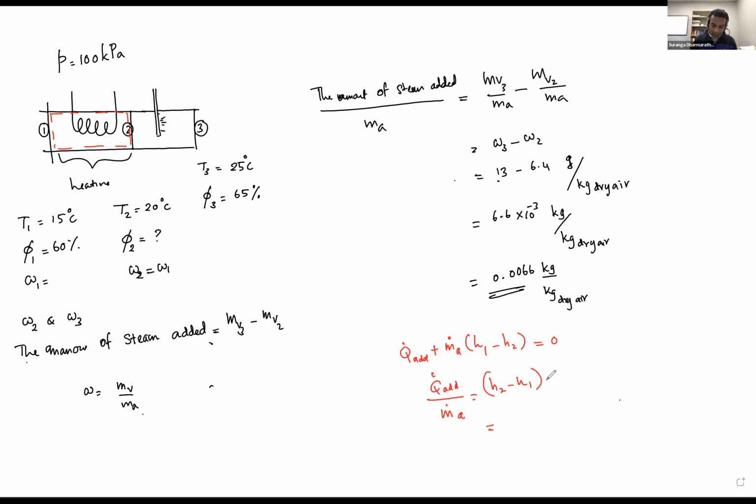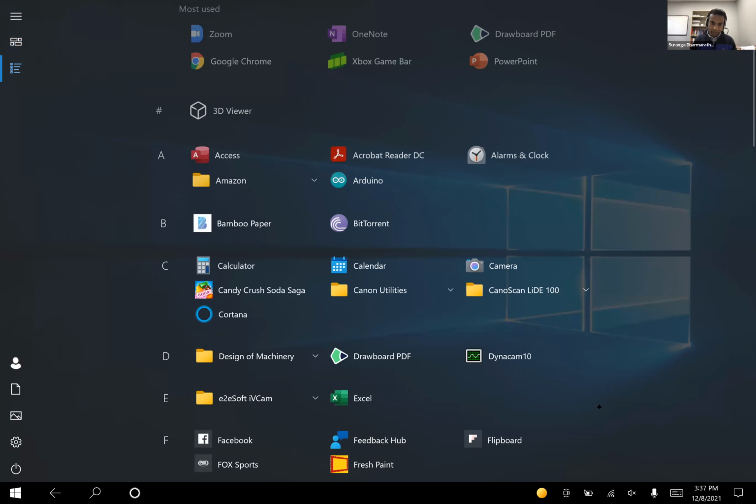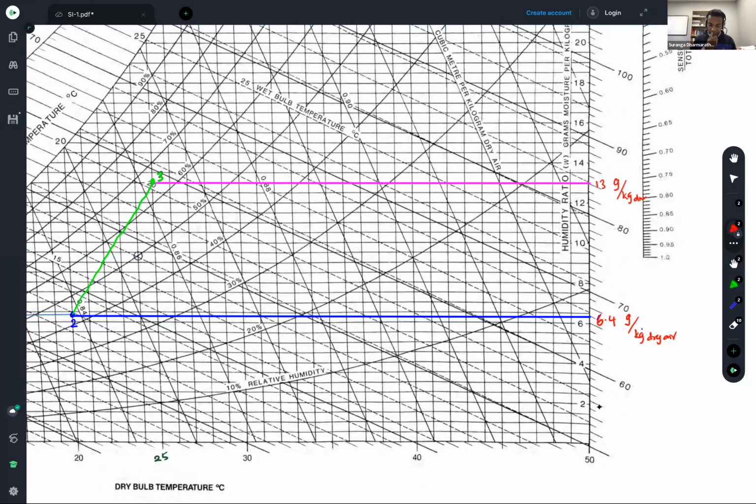So let's go back to our psychrometric chart. Psychrometric chart is here. Okay, so share screen, share psychrometric chart.